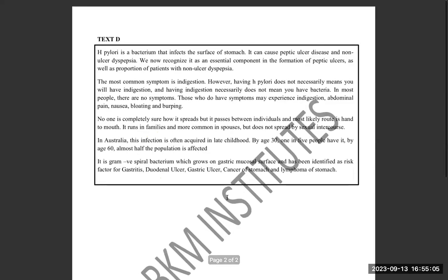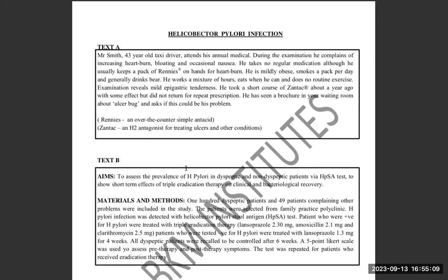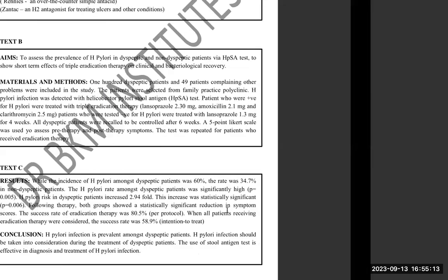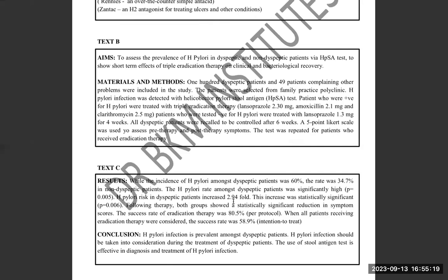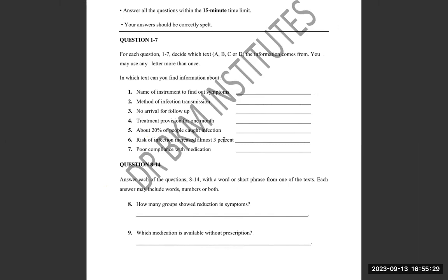But again, I want to see all the questions, so I will go fast. And again, I will do this C because the percentage is only given in this. Even if it would be wrong, I can't help it. Risk of infection increased almost 3%. Again, percentage is given in this. 2.94 fold, so it's like 3 times. It should be 3 times rather than 3%. So again, I would do C.